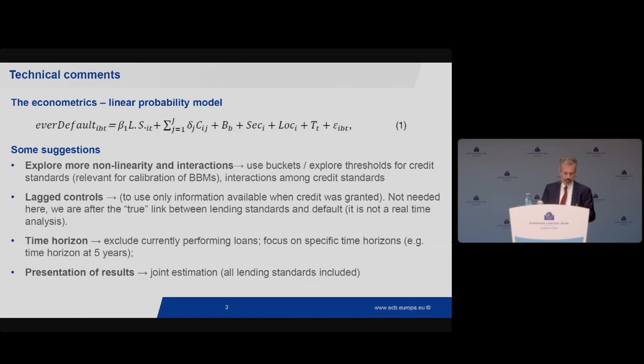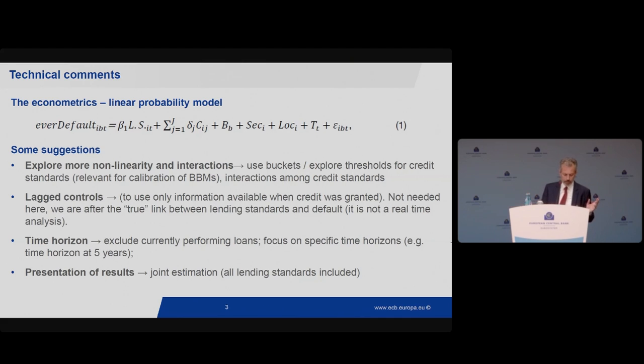One point on the time horizon analysis. The horizon of default is essentially indefinite. They look at whether a loan has ever defaulted, which is good, but there is one detail that I didn't find in the paper, and I would like to know whether the loans that are currently performing are excluded from the analysis, because of course this brings a bias. You don't know what will be the future of this loan. They can default in the future. And maybe to solve this issue, they can run some robustness on specific time horizons. So of course, focusing on the long term and on the credit at origination, but setting a time horizon of 5 years or 10 years and seeing whether the results hold.